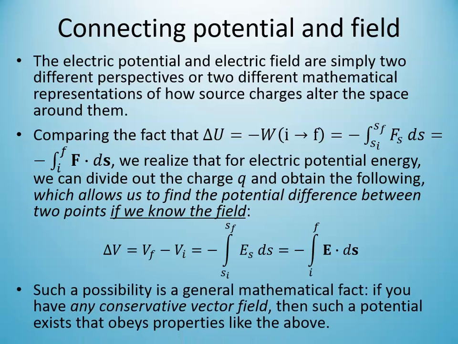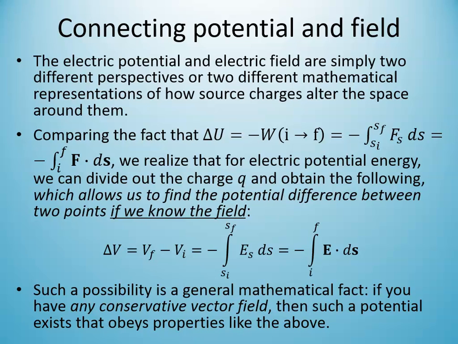Now, also something to keep in mind, particularly for those of you who are interested in mathematics, anytime you have any conservative vector field, then it is possible to find some sort of potential that exists obeying this property. And by conservative vector field, we mean that by taking an integral along some path from point A to point B, you'll get the same result no matter what path you take, as long as your initial and final points are the same. Or, likewise, taking an integral around any closed path is always going to give you a result of 0. That's the result of any conservative vector field.